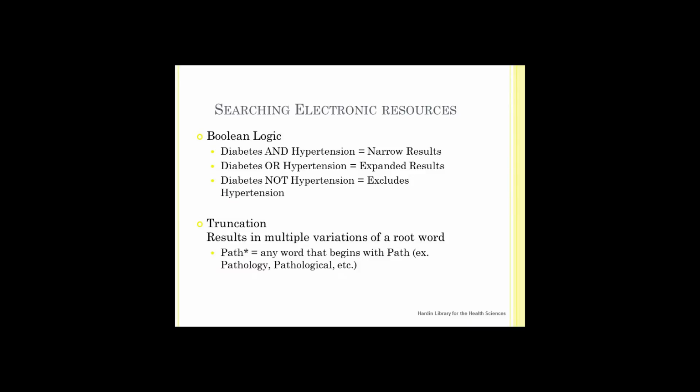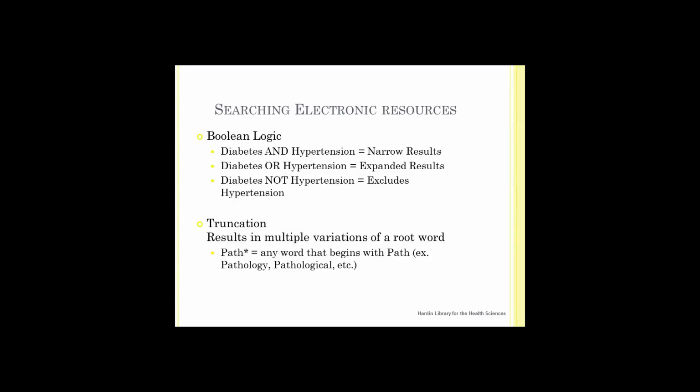Depending on which Boolean operator you put between your terms determines the results that you'll get. So for example, if I type in diabetes AND hypertension, what I'm telling the database is I want both topics in one article. So I'm going to get narrow results. Using AND when you're searching is the most popular way to use Boolean logic.